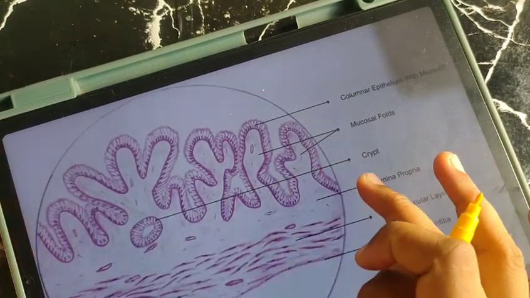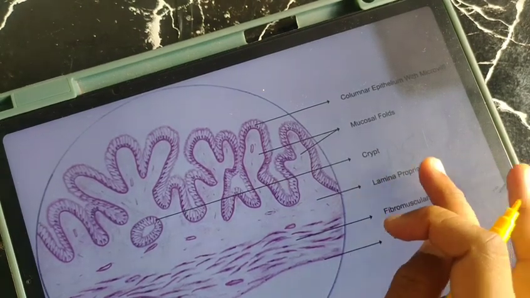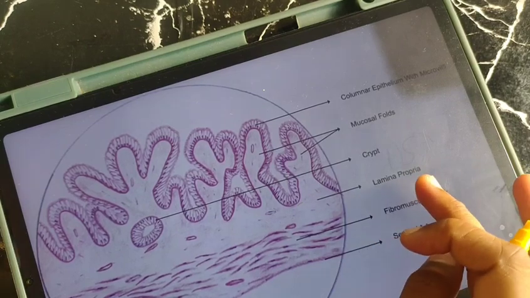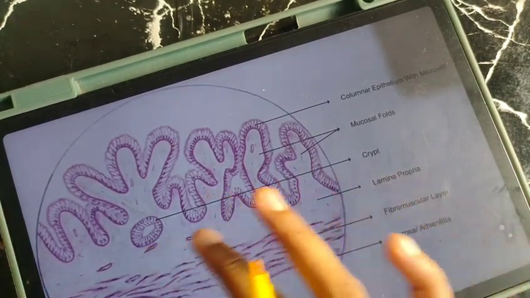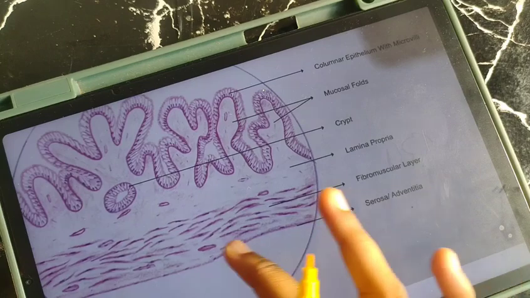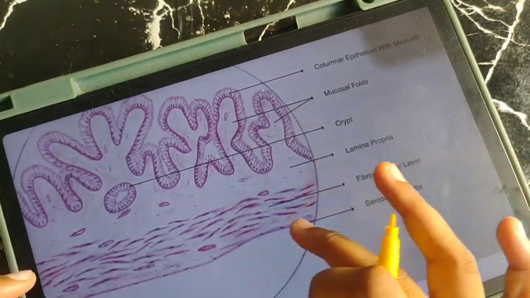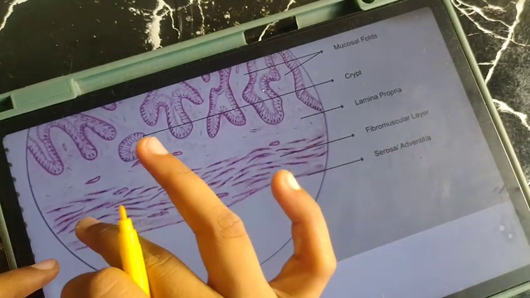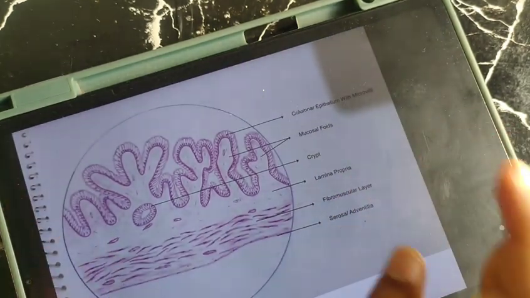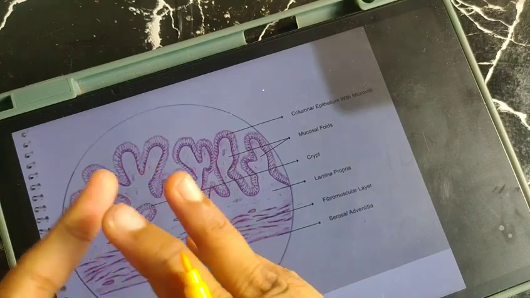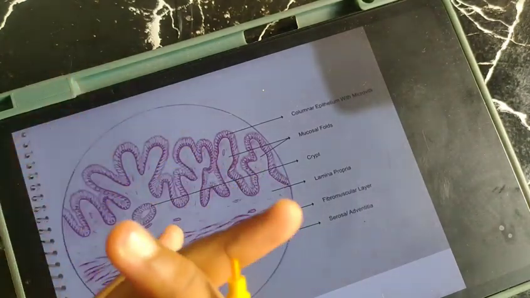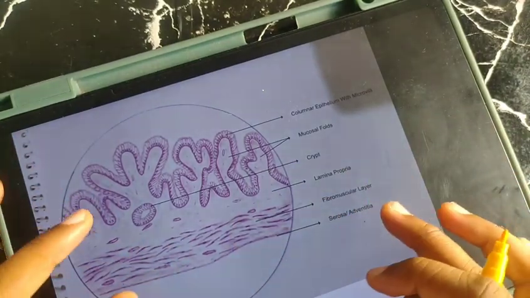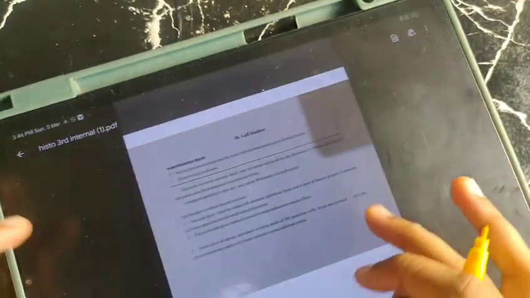After the epithelium there is the lamina propria, which is also a part of the mucosa. This lamina propria contains connective tissue and a few blood vessels. After that comes the fibromuscular layer, with fibroblast cells and a few muscle cells, and the last one is the serosal layer, serosa or adventitia, where you can also see a few blood vessels. This is all you have to write for the histology: lining columnar epithelium with microvilli, mucosal folds, crypts, lamina propria with connective tissue, fibromuscular layer, and lastly adventitia or serosa.